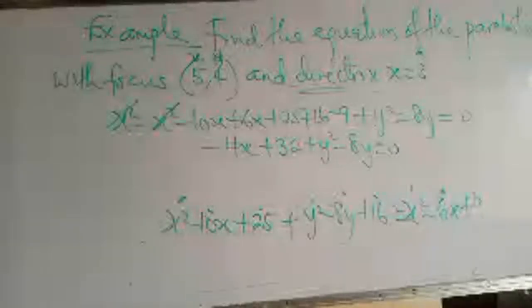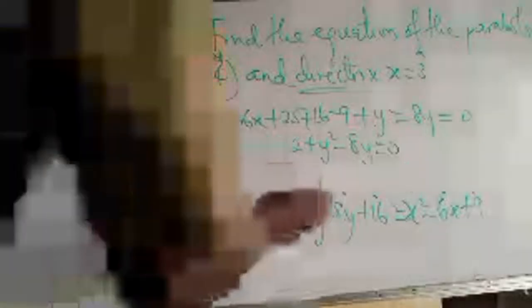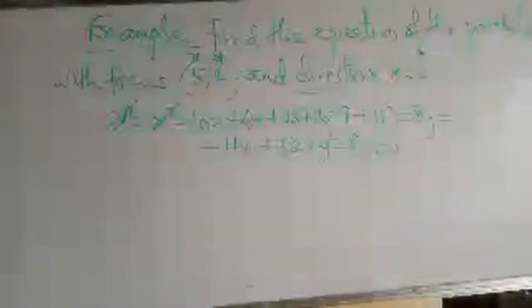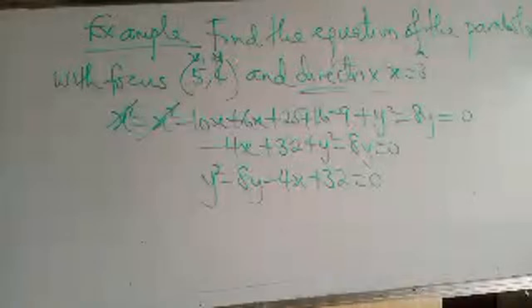This is 41 minus this, minus plus 32 plus y squared minus 8y is equal to 0. So we can rewrite that now. Let's rewrite this. We put y squared to come first. Then plus minus 4x plus 32 is equal to 0. Fine, that is good.